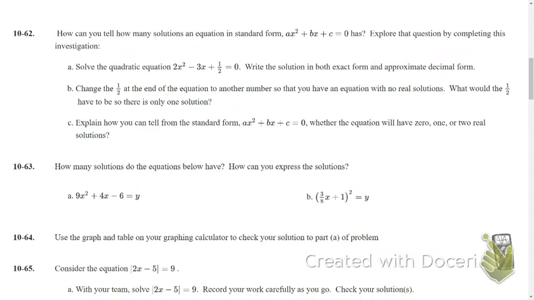It says, what if it's in standard form? Right? Ax squared plus bx plus c equals 0. How many solutions is this going to have? So they give you an equation here, and it says to write the solution in both the exact form and the approximate decimal form. So I would recommend solving this equation right now using the quadratic formula. Okay, so pause the video, solve this quadratic equation in part A using the quadratic formula, and come back when you're done.